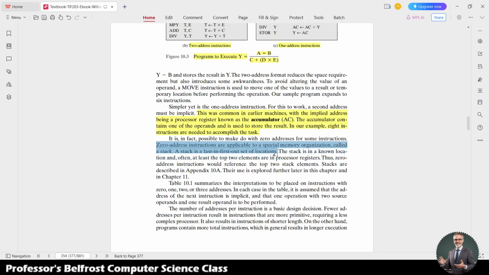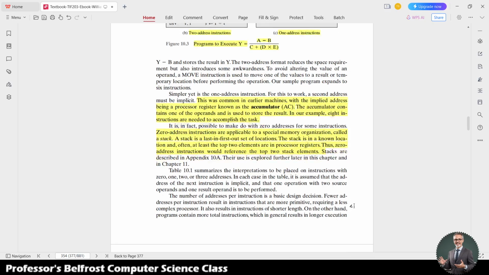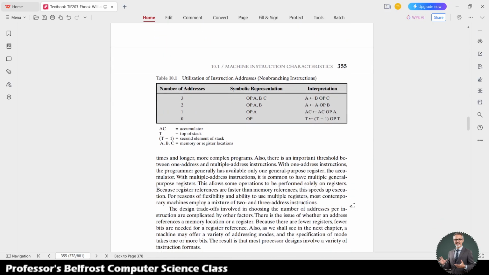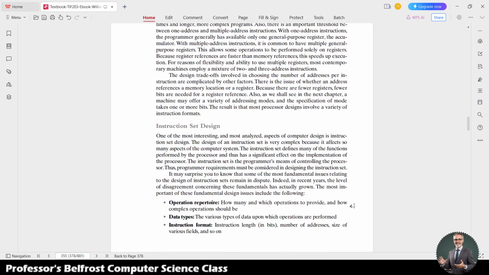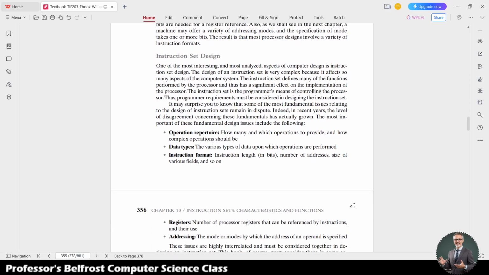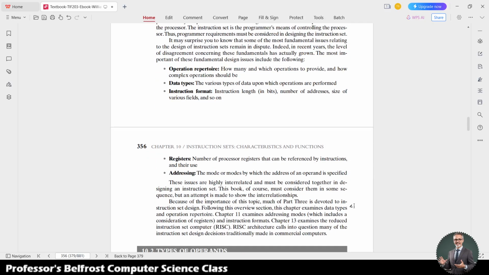The stack is a set of locations, and often at least the top two elements are in processor registers. Okay, we'll describe it later. Let's see. I will skip most of these because actually they are quite long.